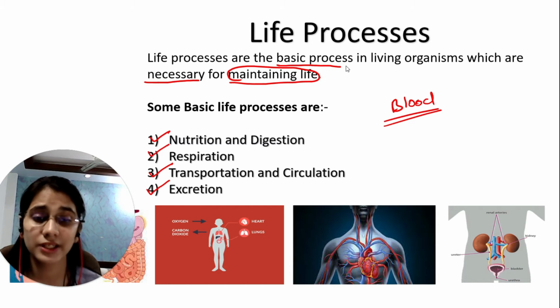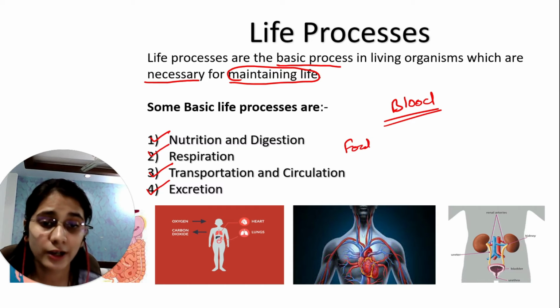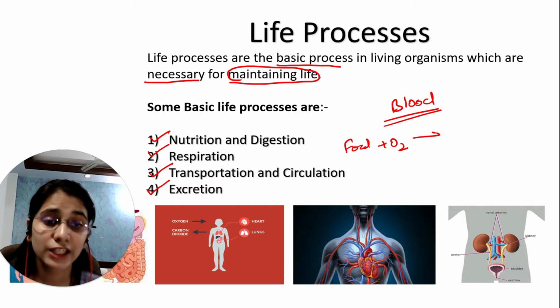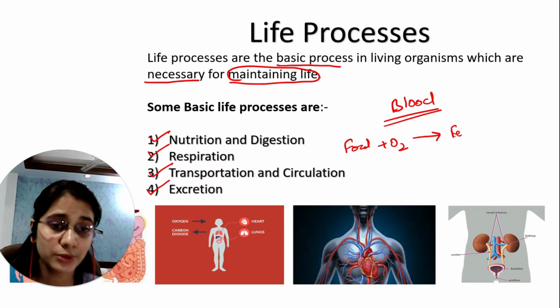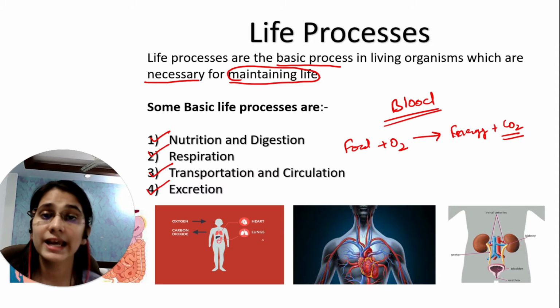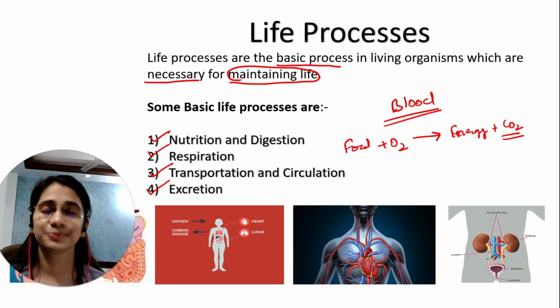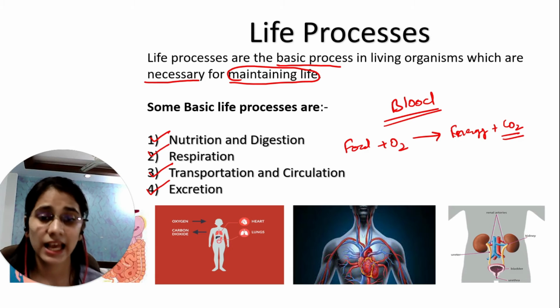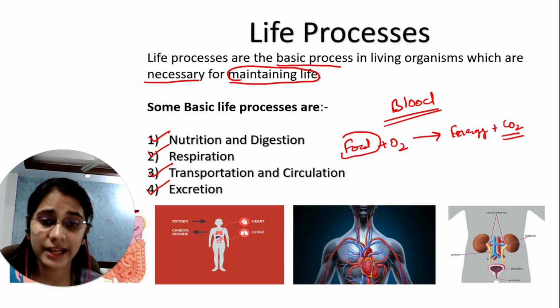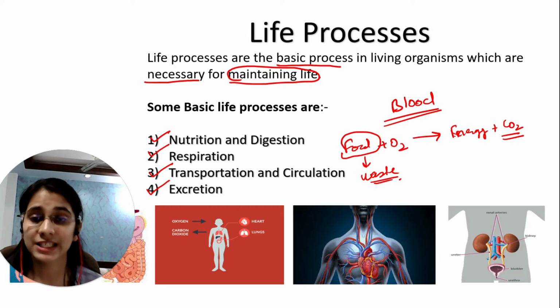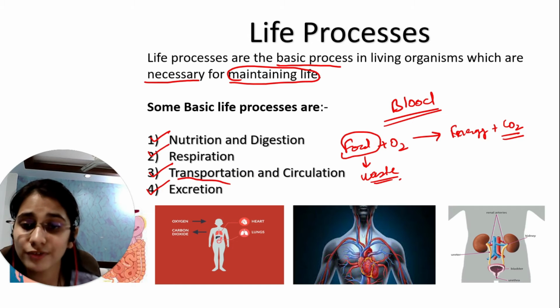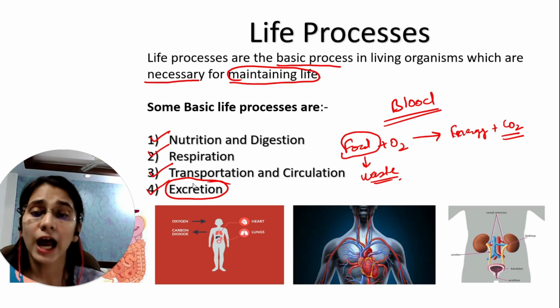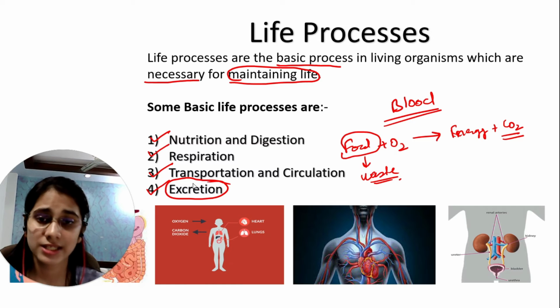Now what happens when this food and oxygen combine? They produce energy with CO2, carbon dioxide, as a byproduct, and that carbon dioxide is something that we exhale. And the food we digested had some waste product, and that waste product is excreted out by the process of excretion. I hope you understand all the four processes.